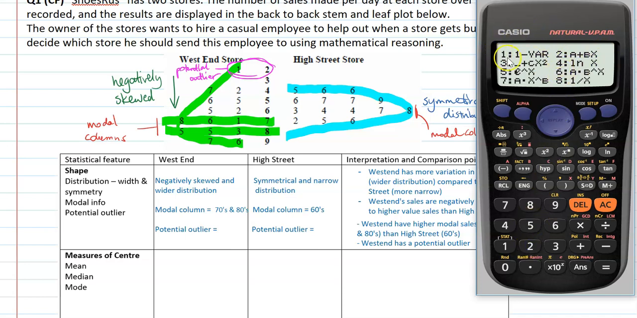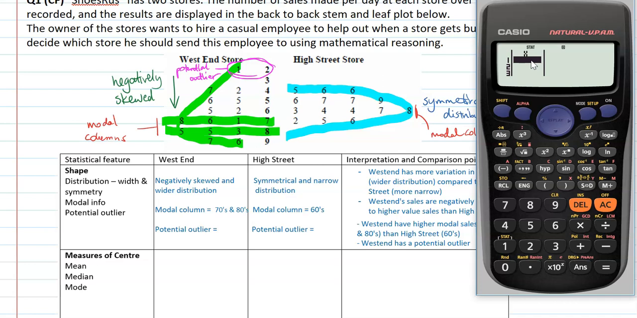What we're interested in is one variable statistics. So it's just saying we're analysing one lot of data, which we'll put in the West End data first, and then we'll do it again for the High Street store. So you select one VAR, and then to input your data, you simply type in the number and press equals to move to the next bit.